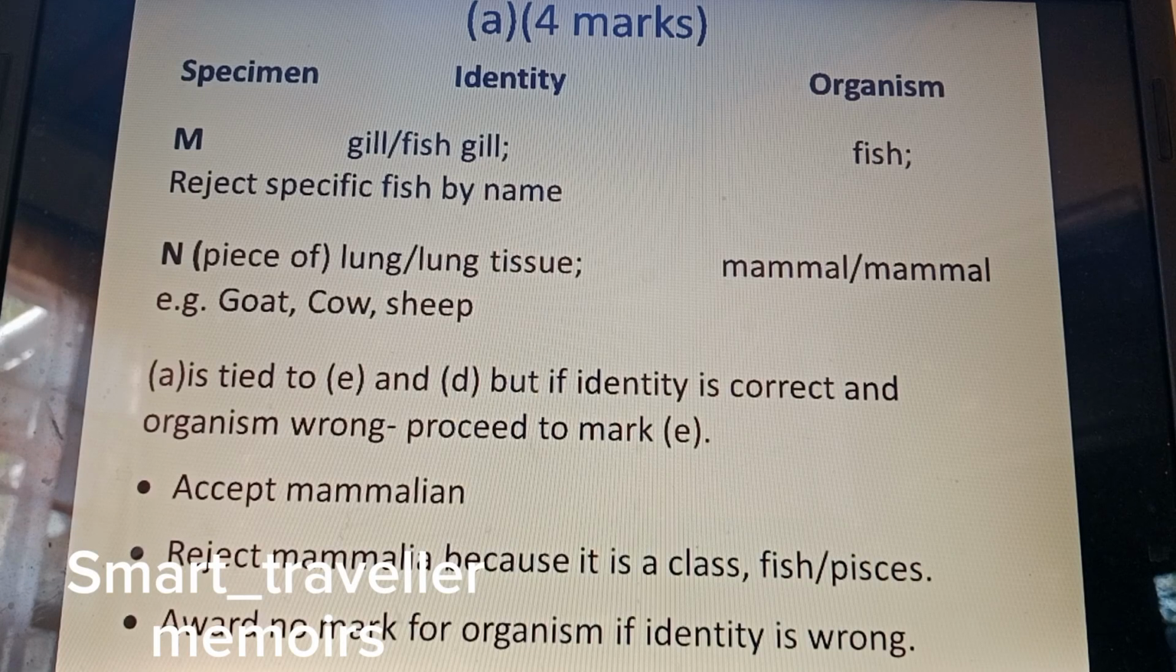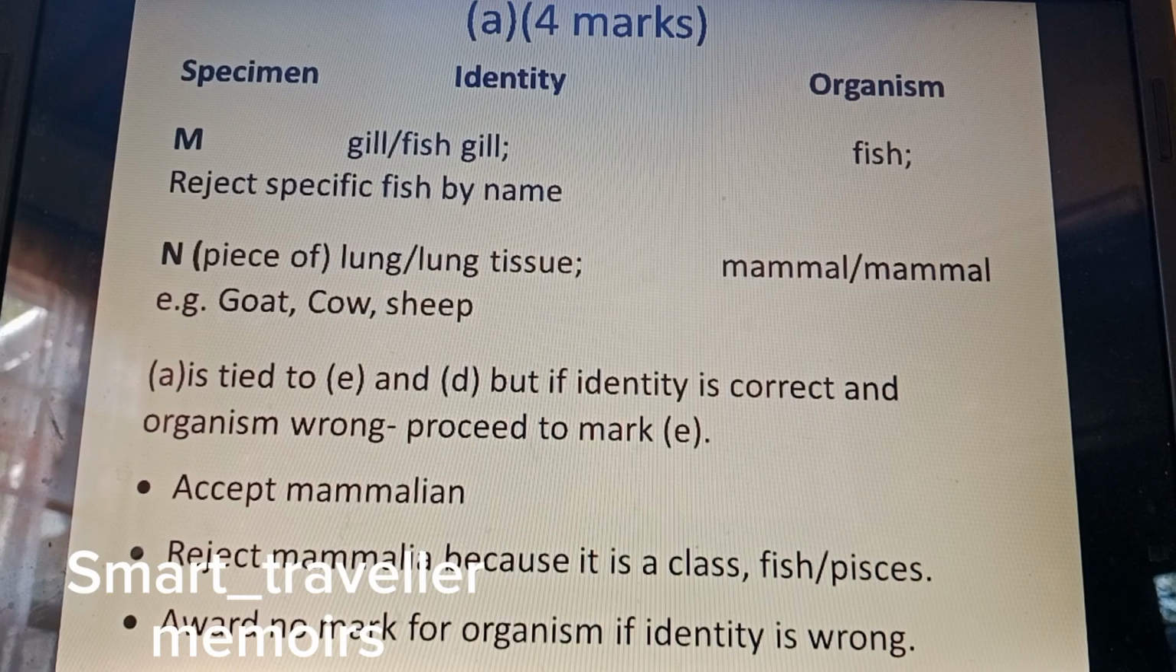Organism, mammal, e.g. goat, cow, sheep, right? Remember, A is tied to E, the E which is coming. If you fail A, you cannot get E, so you don't even mark E. So A is tied to E and D, but if identity is correct and organism is right, proceed to mark E.